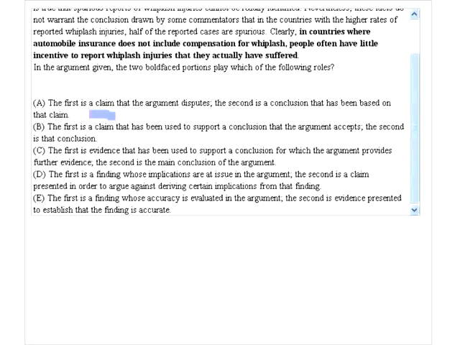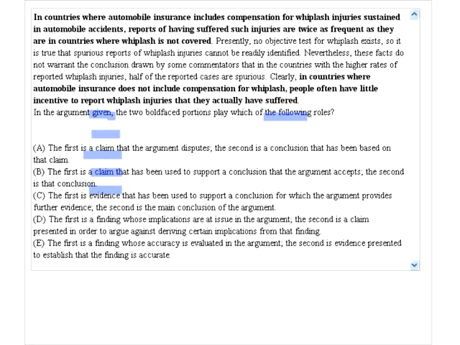So here's claim, claim, evidence, finding, finding. And then the second is a conclusion. The second is a claim. And the second is evidence. Okay. So let's take a look.